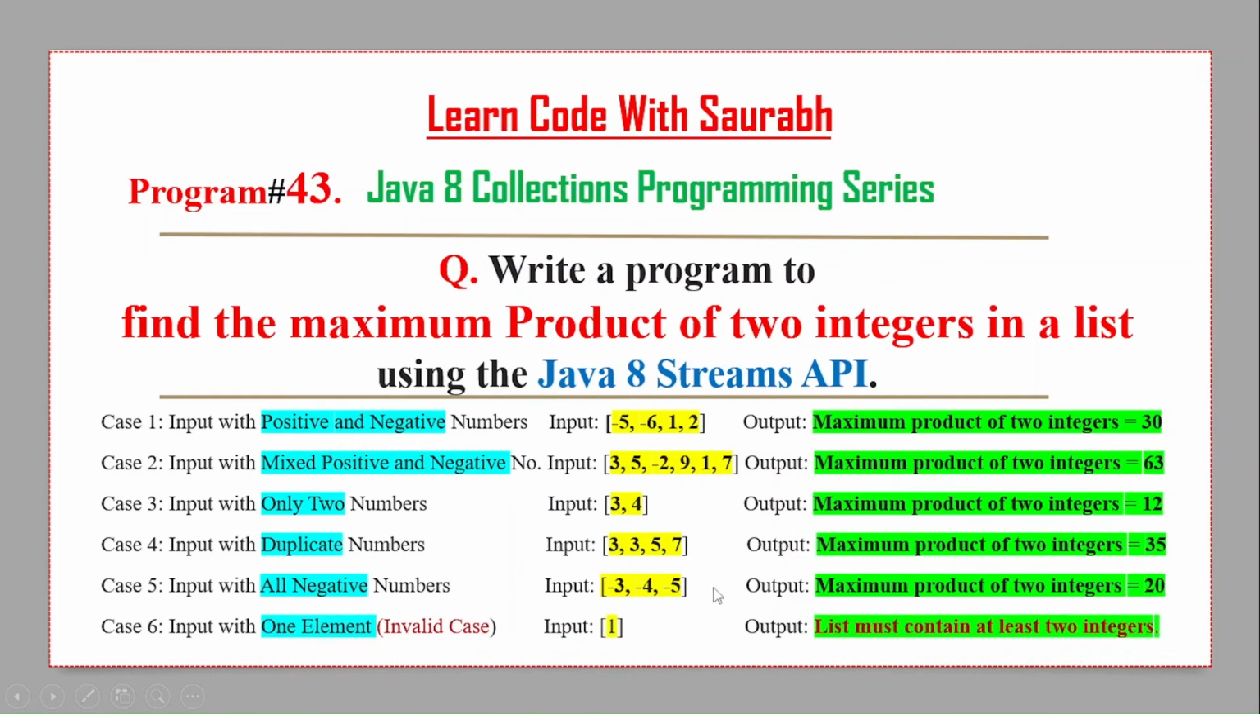And in case number 6, when we get only one element, that means it is invalid because we need at least two integers in a list. If we take only one input, at that time we will get the message: list must contain at least two integers. So friends, I am going to create a class where I will implement all the logic.